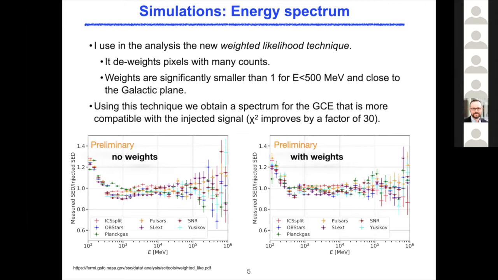And in fact, you see that on the right, the energy bins close to 100 MeV have a much larger error on the spectrum. And using this new technique, I'm able to improve a lot the compatibility between the reconstructed signal and injected signal. And on average, you have an uncertainty for the interstellar emission model that is roughly at most 10–15%.